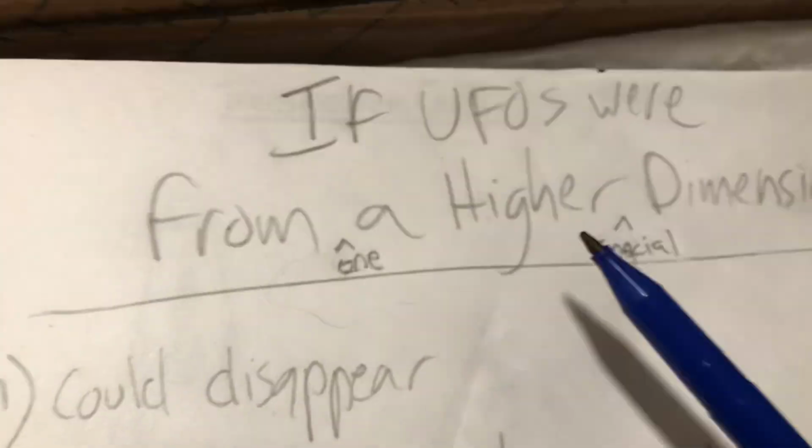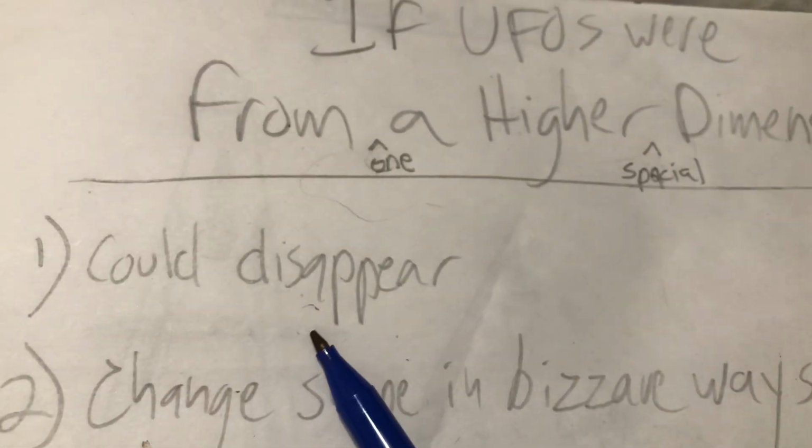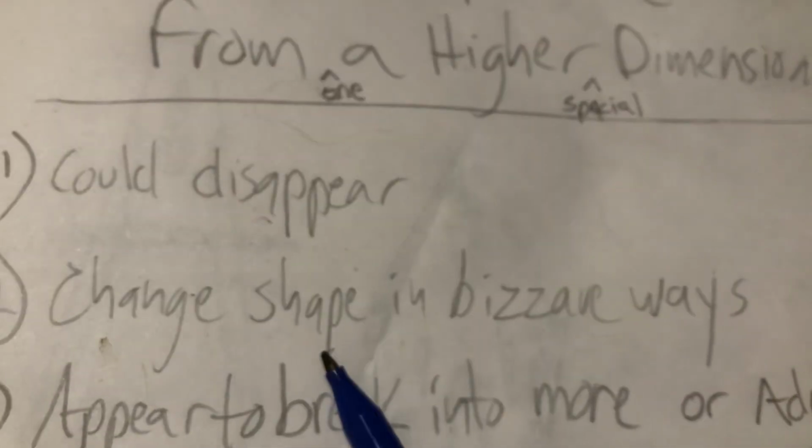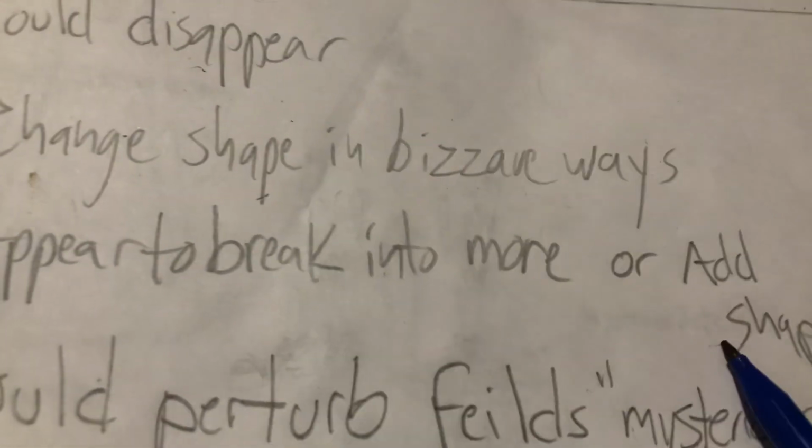A lot of these things do look like UFOs. UFOs disappear, oftentimes. They change shape in bizarre ways. They break into pieces.